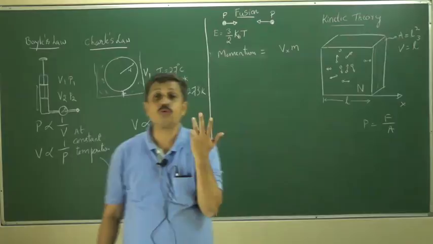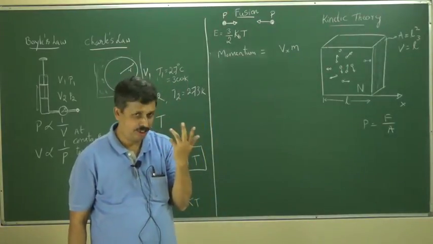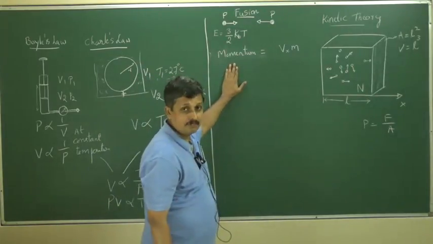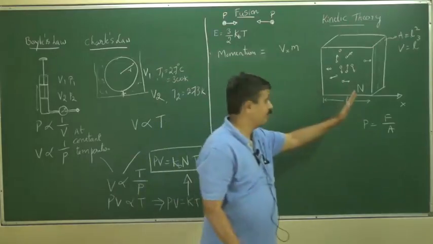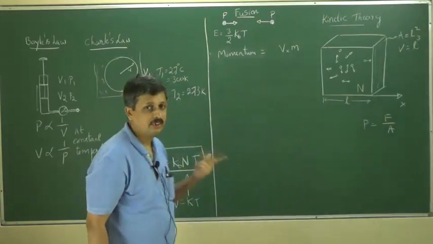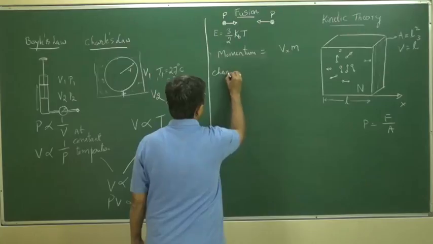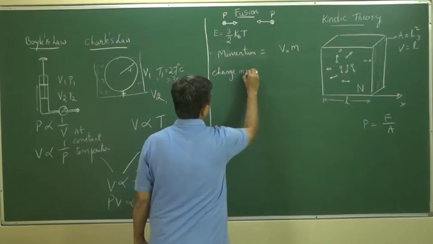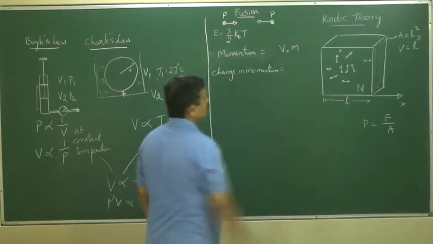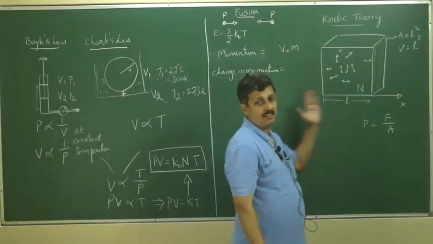So for that we will go with Newton's second law, which is basically that the rate of change of momentum is force. So now if we calculate momentum and find its rate of change when it hits, that is equated to force. So I will now say that the change in momentum is equal to what? It is basically when it goes and hits and it comes back.